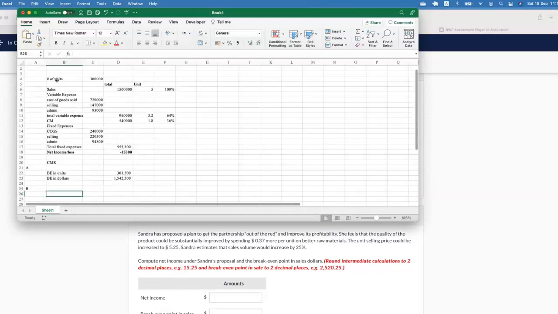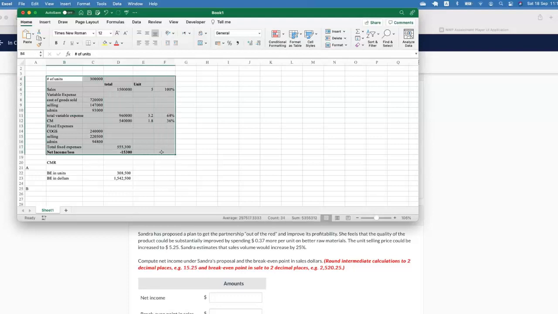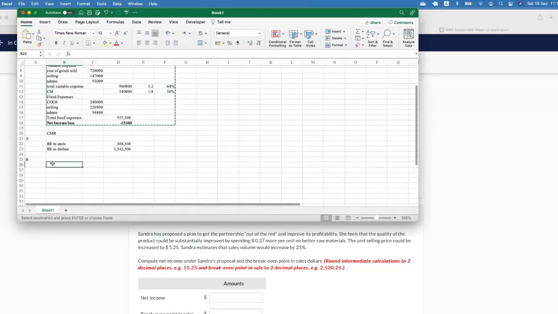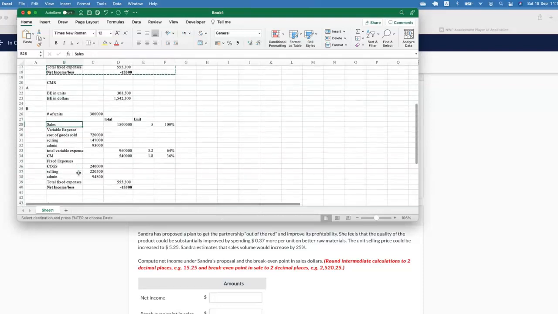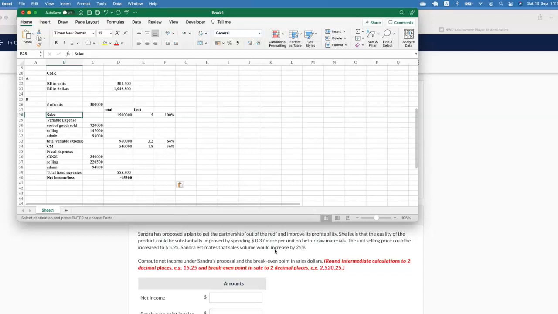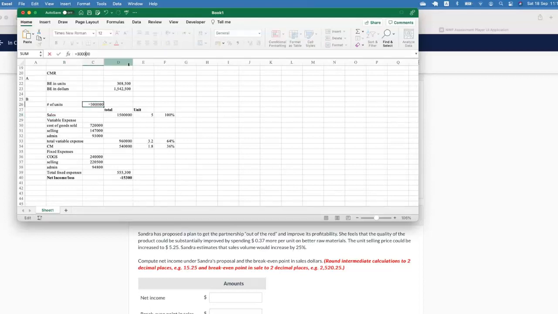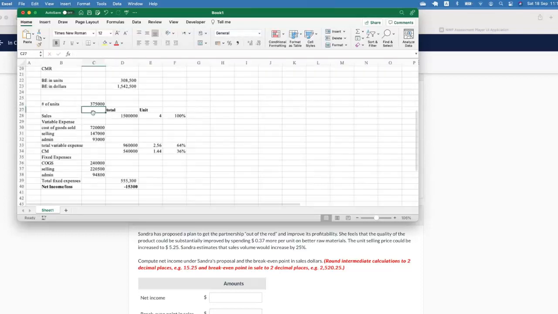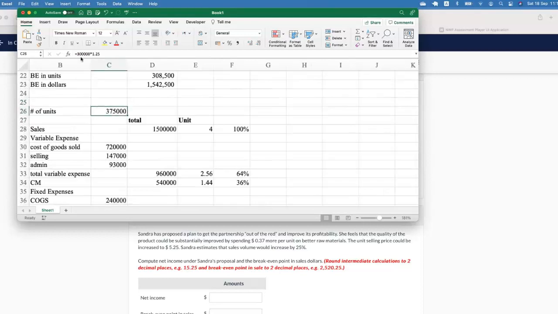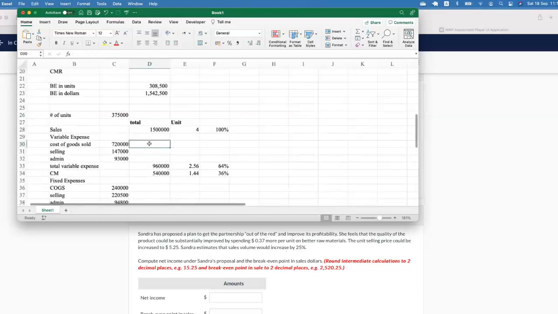So I will just copy paste this down. First of all, the sales volume would increase by 25%, so the quantity will be increased by 25%. I will multiply this by 1.25 to get the new one. So here it's the old number of units times 1.25, since there is an increase by 25%.